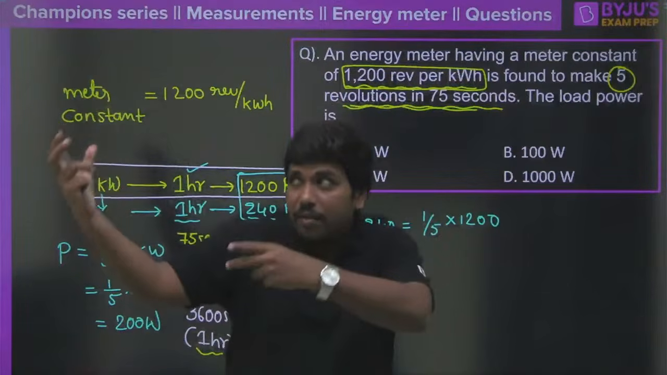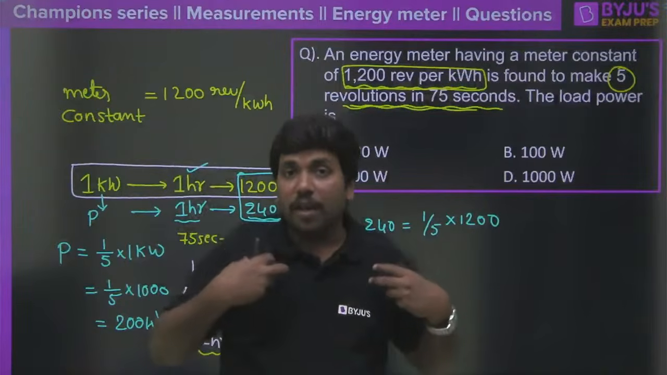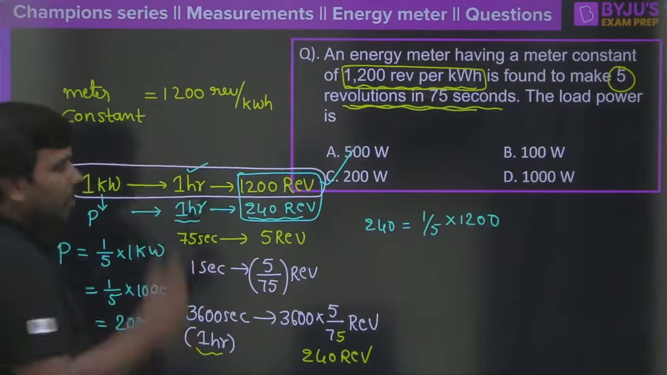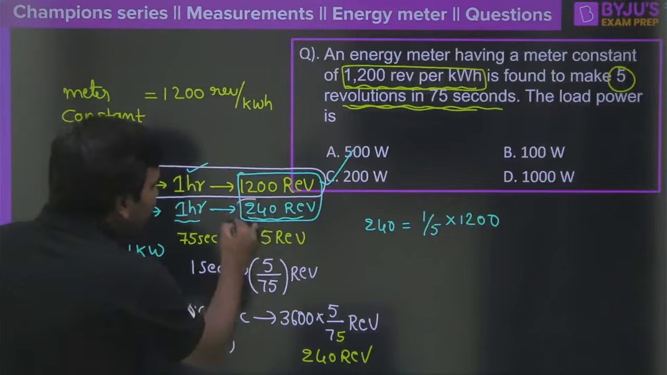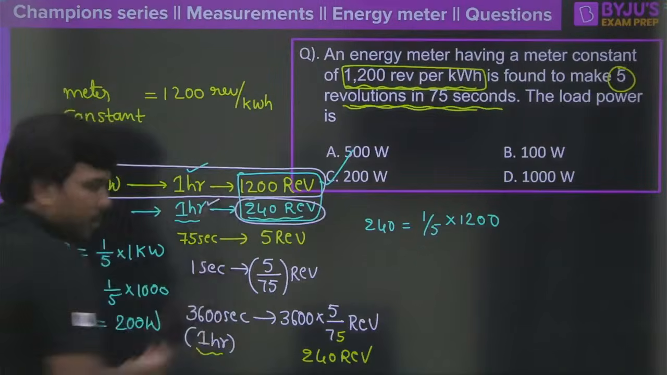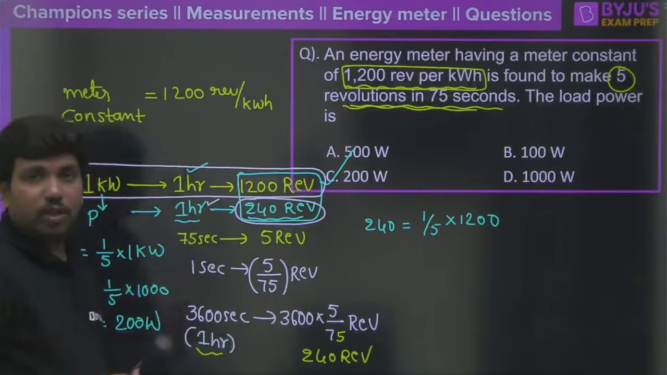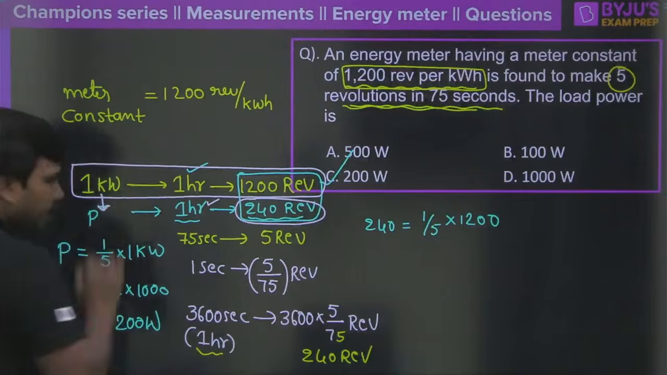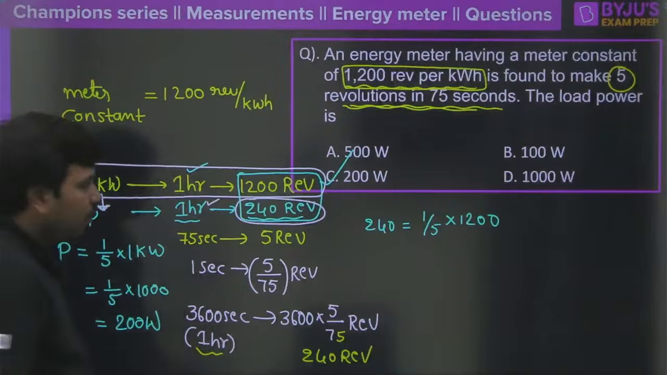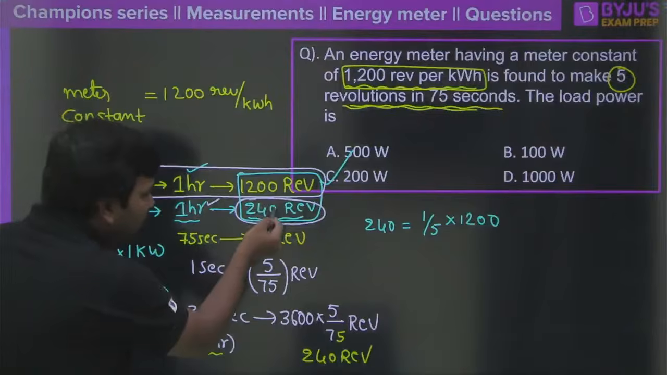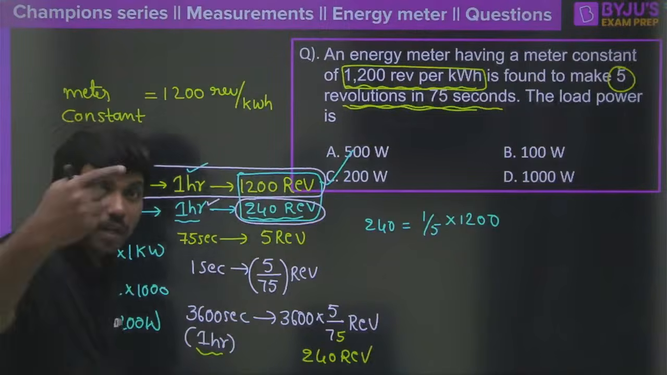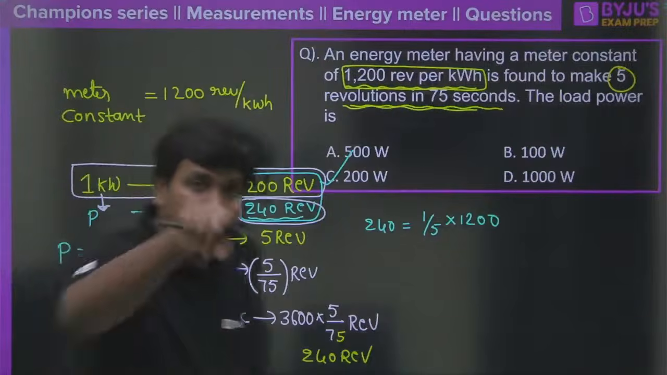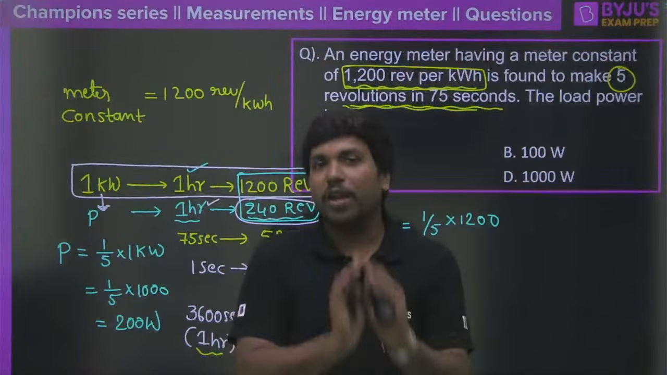But when I take that same energy meter and keep it in my home, see what is happening here. 240 revolutions only it is making. Why is it 240 revolutions? Because the time is 1 hour, but the number of revolutions is less. Why is it less? Because the power consumption is less. The number of revolutions is actually 1/5 of the revolutions that it can make, so the power is also 1/5 of the actual power it should take. Clear? So that is the way you can understand the question.